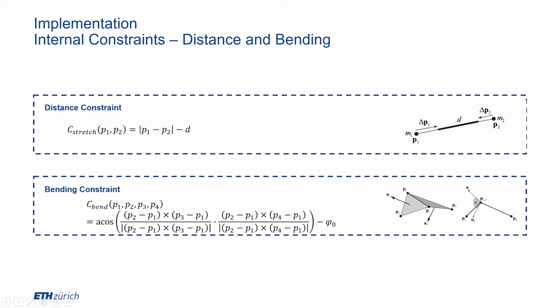The first type is internal constraints. They could be generated before the simulation. We consider two internal constraints in our work, the distance constraint and the bending constraint.